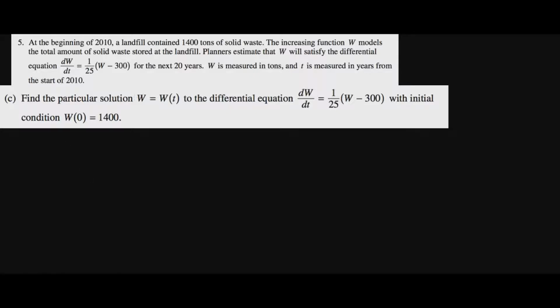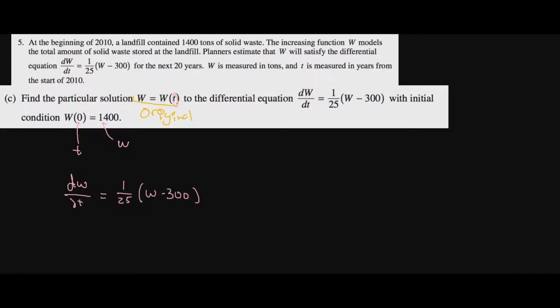So we need to find the W equal W of t. This is basically asking for the original equation with initial condition W of 0 equals 1,400. Okay, very important that whatever you plug into here, notice how this is t. So this represents your t, and this should represent your w. So let us begin. We have dW over dt is equal to 1 over 25 (W minus 300).